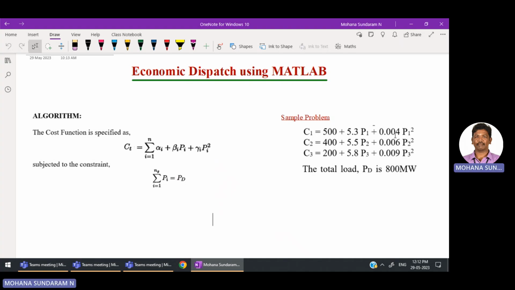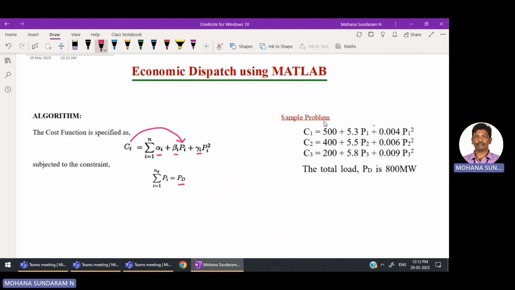Now, coming back to the MATLAB session, first we will have a quick recap of the economic dispatch problem, where you can see the left hand side gives you the cost functions. Usually, we denote the cost function in terms of alpha, beta, and gamma. The power demand is denoted by capital PD. The cost function is a function of the power generated by the power plant.